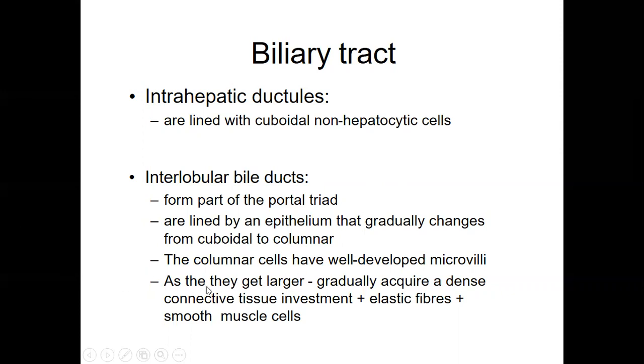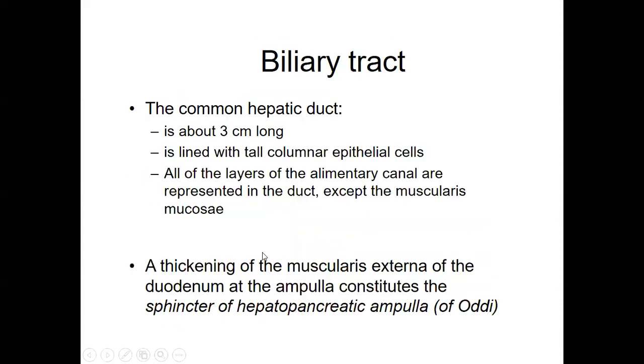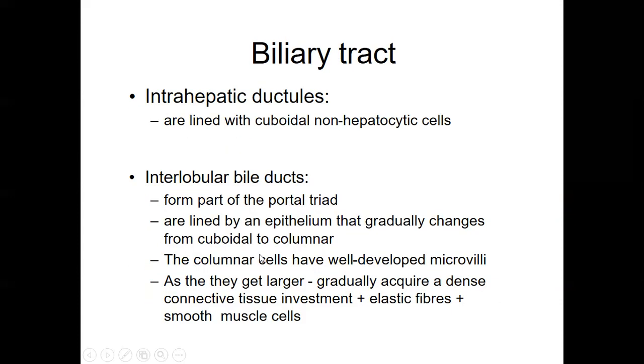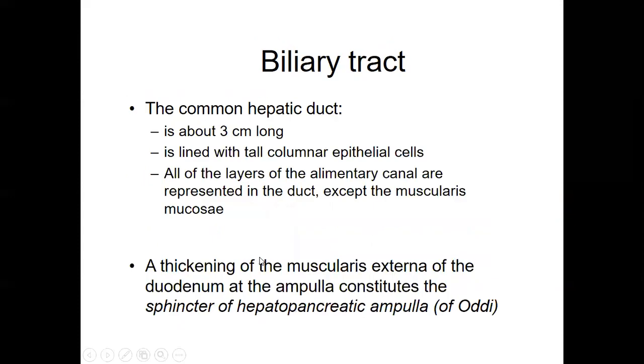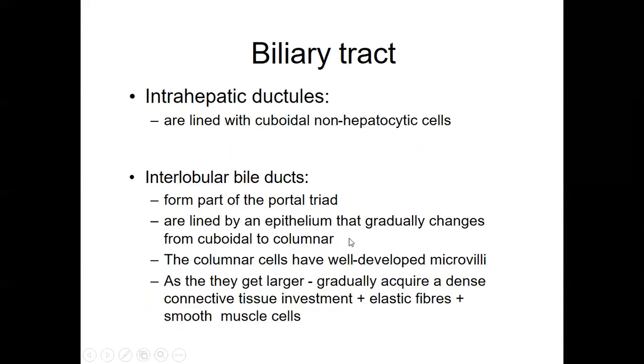As they get larger, they gradually acquire dense connective tissue investment. Not only that, there is also elastic fiber and smooth muscle cell present around the interlobular bile duct. So whenever it becomes larger, these components appear: the elastic fiber and the smooth muscle cell, and it will also acquire the connective tissue investment.